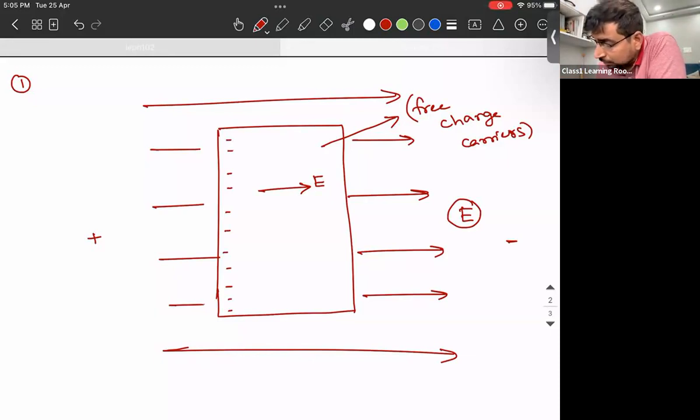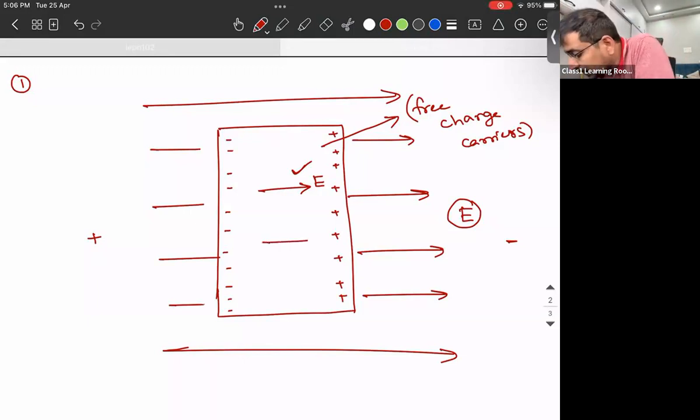Similarly, when there is a deficiency of negative charge on one side, the other side will have excess. So in this kind of system, the electric field from left to right is the electric field due to the external factor. But due to this arrangement, where the negative charges get drifted to the left and the positive charges are drifted to the right, there will be an electric field induced inside, which is exactly in the direction opposite to the external field.